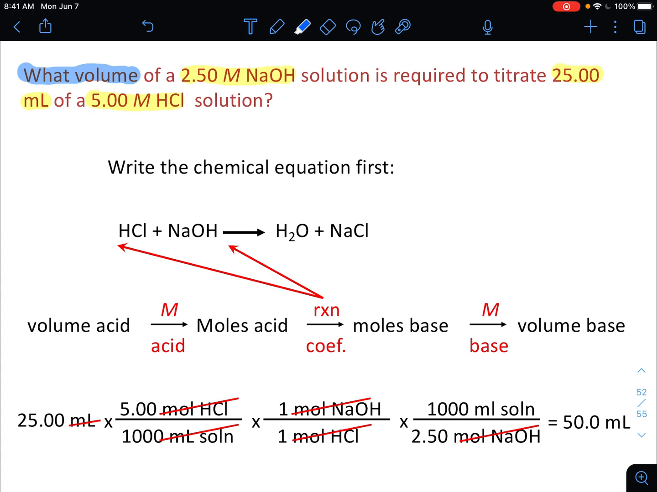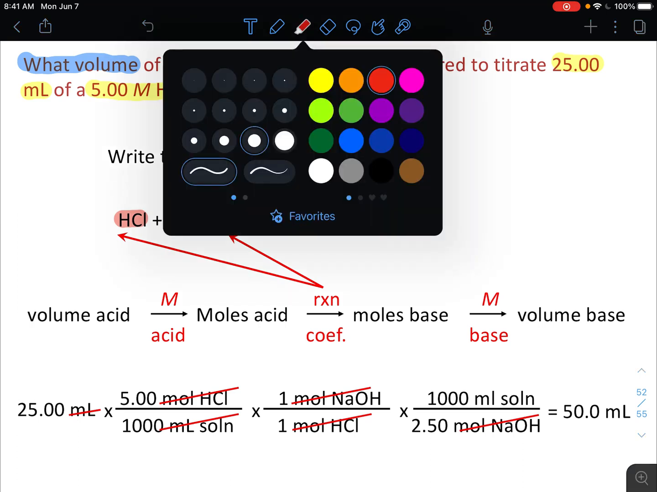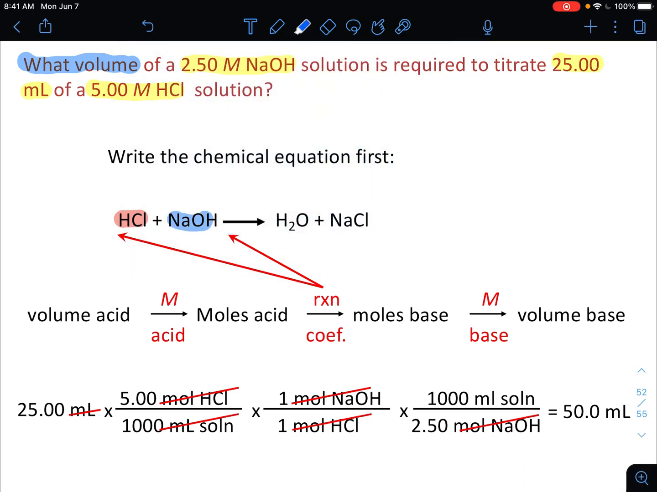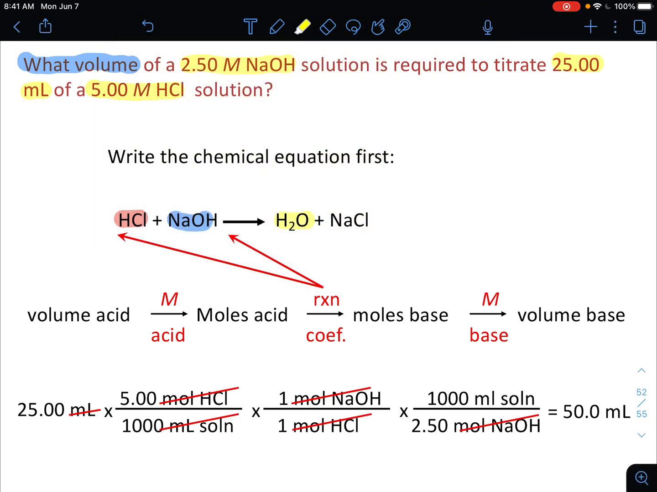So let's read the whole thing. What volume of a 2.50 molar sodium hydroxide solution is required to titrate 25 milliliters of a 5 molar hydrochloric acid solution? So we start out with our equation, right? Here's our acid, hydrochloric acid. Here's our base, sodium hydroxide. And we know in the process of neutralization, we're going to form water. And then whatever the leftovers are, the sodium and the chloride, we can just write as sodium chloride.